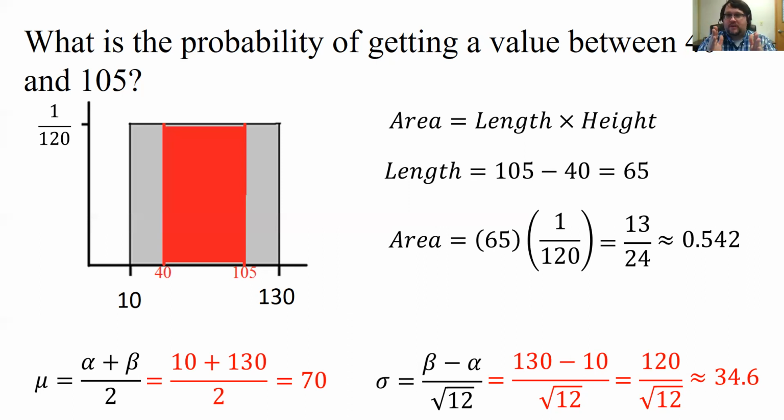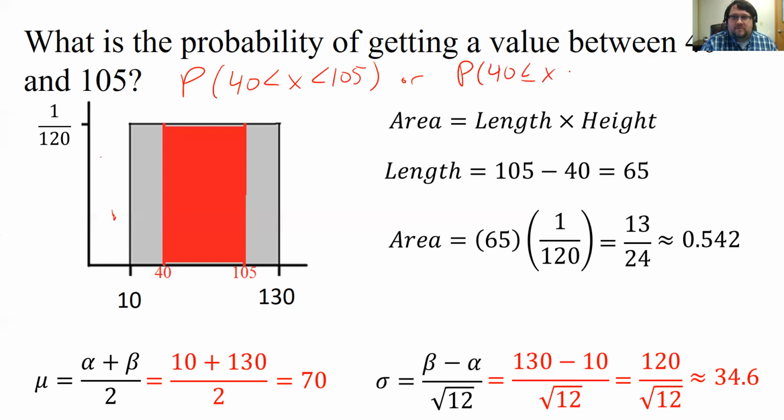What's the chance of getting 40 to 105? So if I want to write this in more probability notation, all right, if I want to say, what's the probability that I get this? Should it be that? Or should I say it this way? And honestly, it doesn't matter. It will be the exact same number, because the probability of you getting 40 is 0, and the probability of getting 105 is 0. It doesn't matter whether you include it or don't include it.